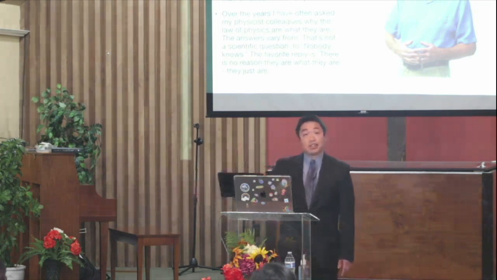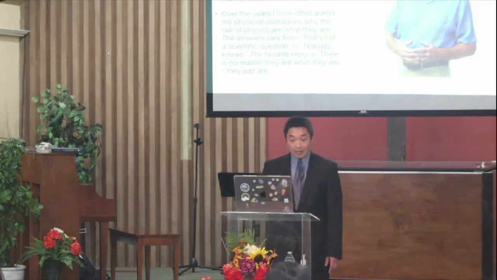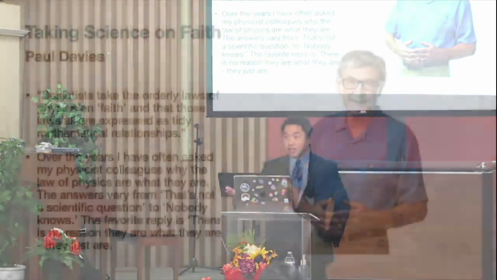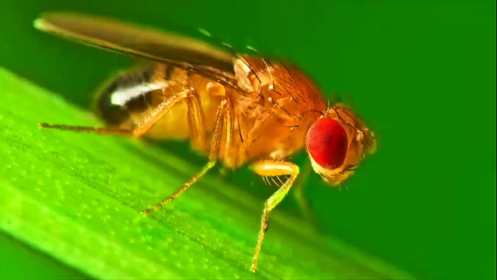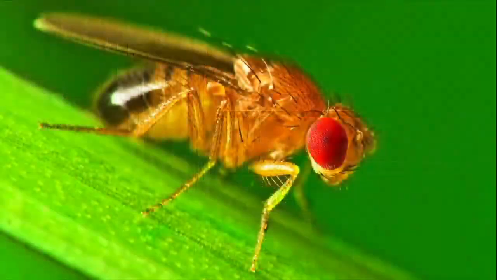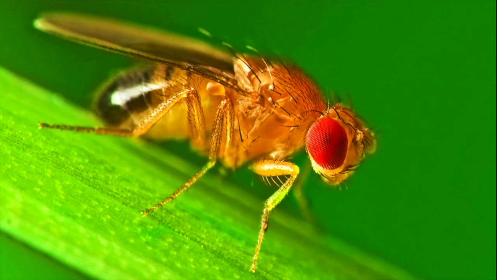Because nature is goal-directed, right? It has an orderly law in front of it. In fact, this is best illustrated through fruit fly embryos. Scientists have been experimenting with fruit fly embryos, trying to prove evolution. They try to insert genetic material here, genetic material there.